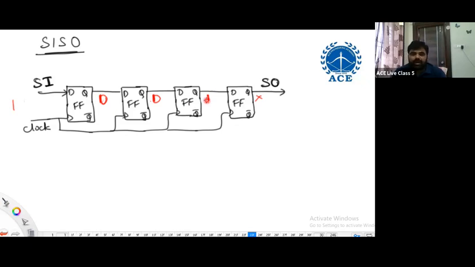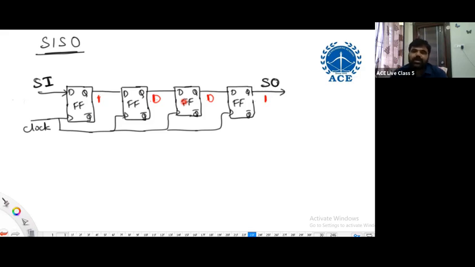Now, at the fourth clock edge occurrence, I am feeding the fourth bit of information. After the fourth clock cycle, the 1 will be here, the 0 will be shifted, and the 1 will be shifted to this. So this is the status of the register after the fourth clock cycle.